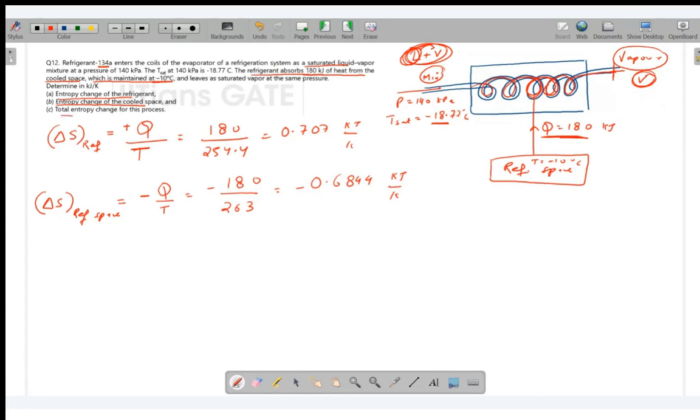Now, the total entropy change of this process. Tell me one thing: can I get this value negative? Yes or no? Is it possible to get this value negative? Really, Meenakshi? Anyone who says yes? Shivendraj is saying yes. Anyone else? Very good, Shivendraj. Anyone who is saying no or yes? Please, guys, contribute quickly.